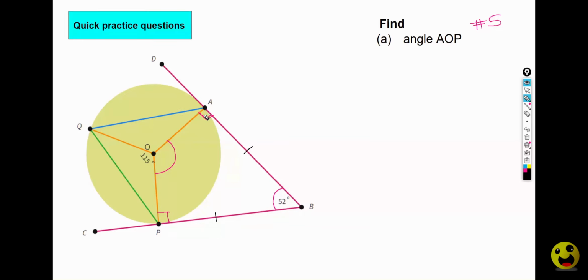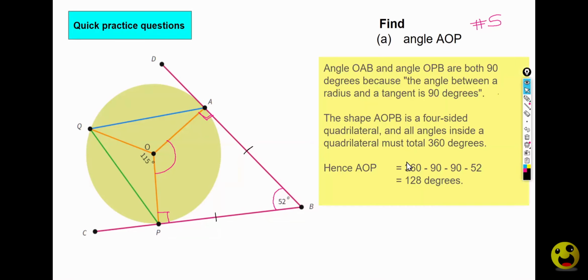We know here's 90. We know here's 90. We know here's 52. All the angles in any quadrilateral, even if it's weird shaped, add up to 360. So we're going to add 90, 90, and 52 and minus it from 360. If we do that, we'll get 128 degrees.